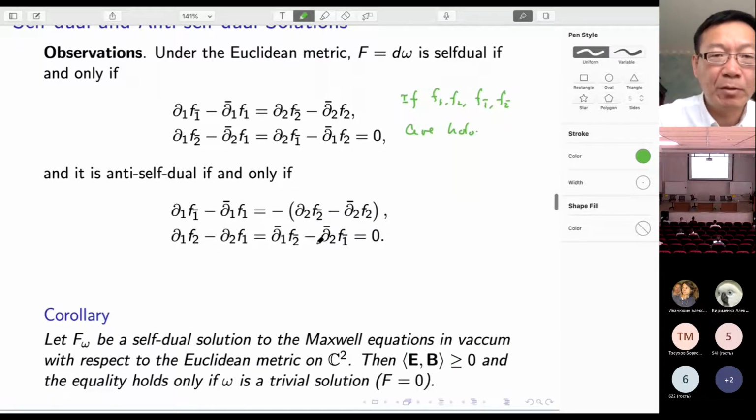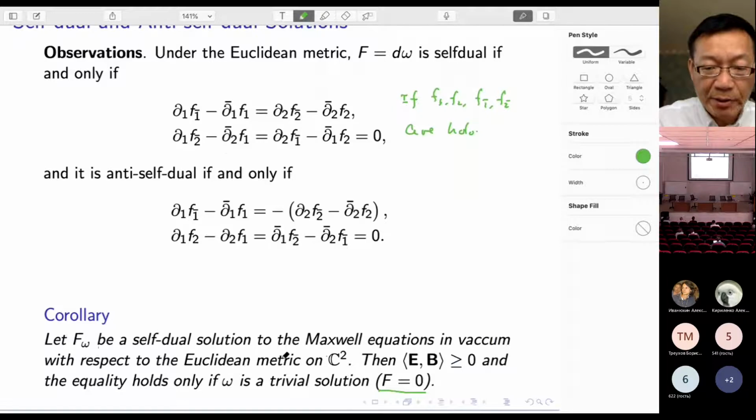Now also, given this self-dual and anti-self-dual condition, you can calculate the inner product between the E and the B. And here is what we have by looking at these equations. So if omega is a self-dual solution to the Maxwell equations in vacuum with respect to the Euclidean metric, then its inner product is always bigger than or equal to 0. So we have said that E and B are complex vectors. So the self-dual case will give you this fact. So even though they are complex vectors, the inner product is positive, it's bigger than or equal to 0. And the equality holds only if omega is a trivial solution, which leads to the trivial Faraday field.